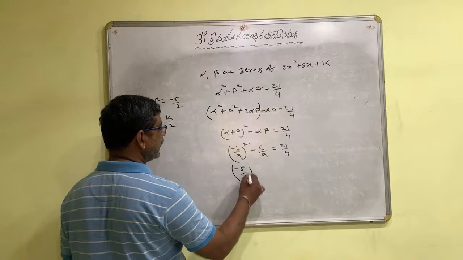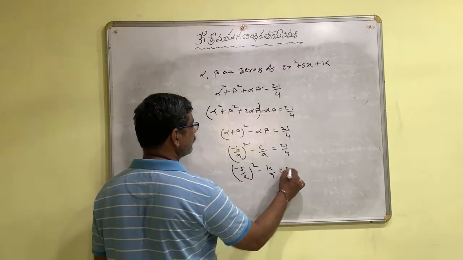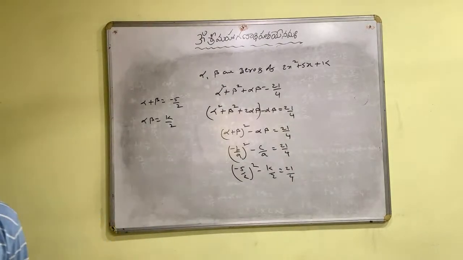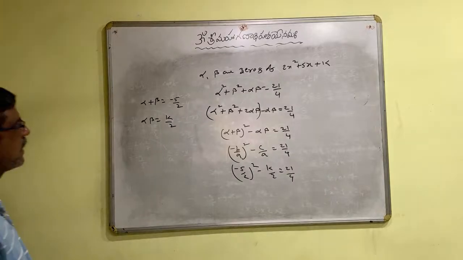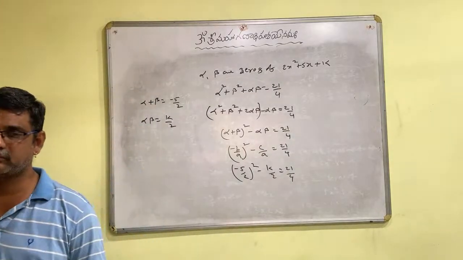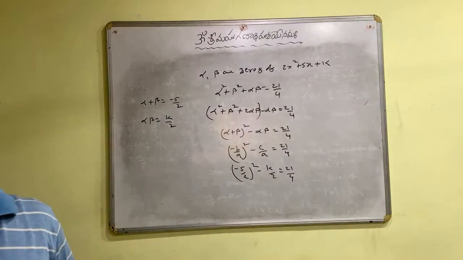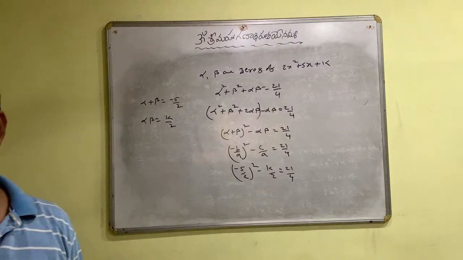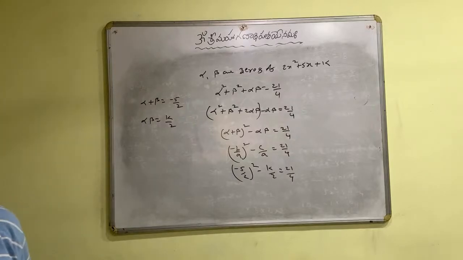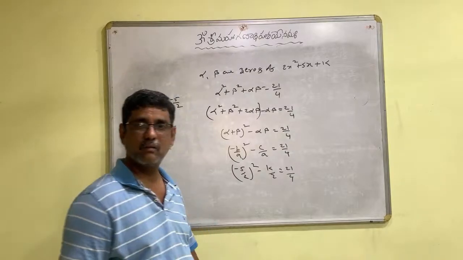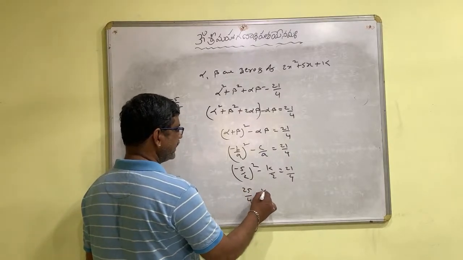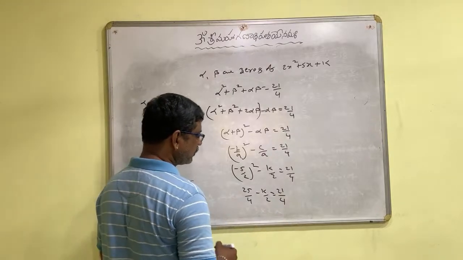Minus 5 by 2 whole square minus k by 2 is equal to 21 by 4. Now children, find out the k value. Simplify and find out the k value. This will be 25 by 4 minus k by 2 is equal to 21 by 4.